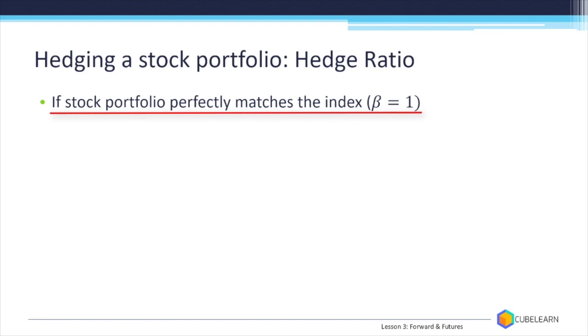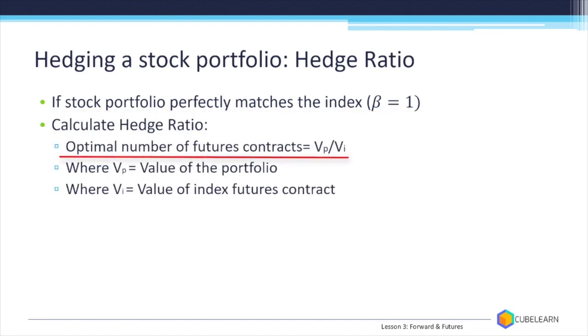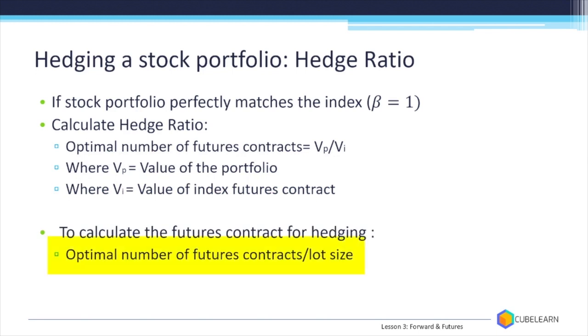In this slide, we will go through the formula for a perfect hedge where the stock portfolio matches the index. Beta is equal to 1. Step 1. Optimal number of futures contracts is equal to value of the portfolio divided by value of index futures contract. Step 2. The futures contracts for hedging will be the optimal number of futures contracts divided by the lot size.